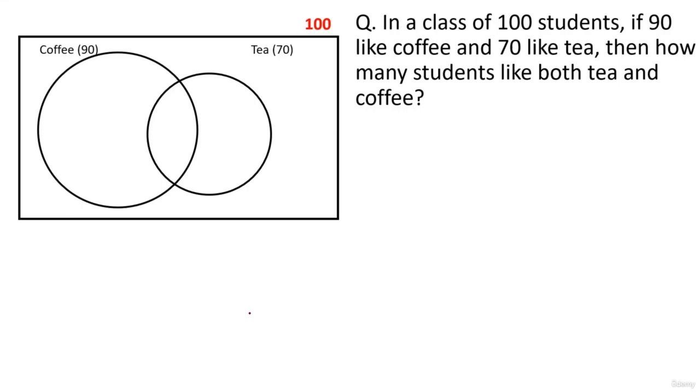So what we can do is we can assume the number of students who like both of them to be equal to A. Now 90 students like coffee and A like both. How many like only coffee? 90 minus A.